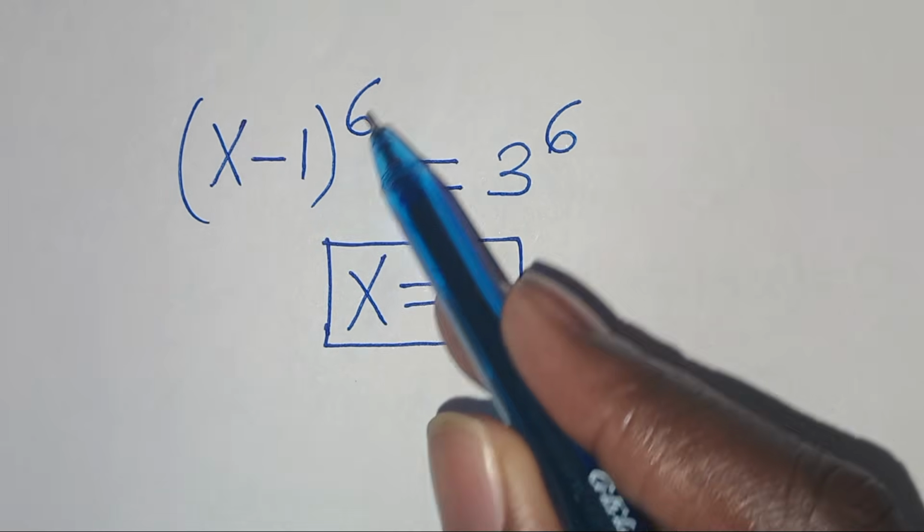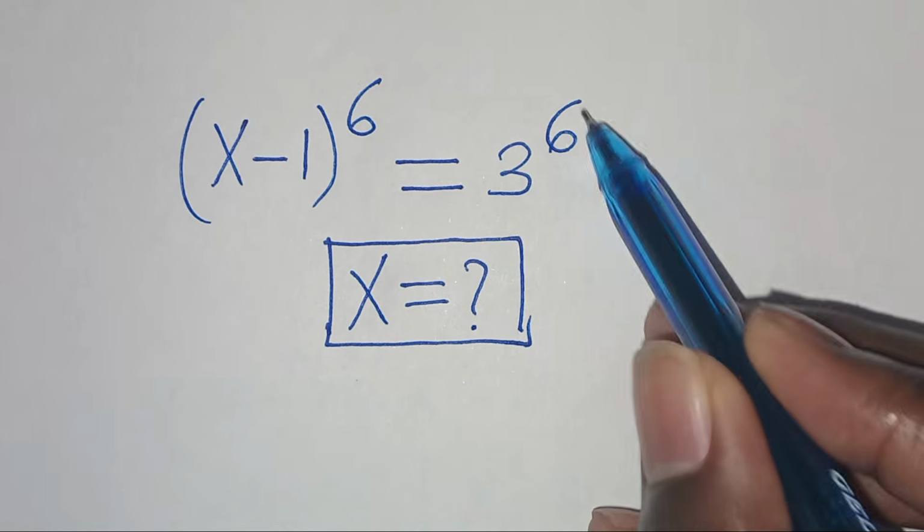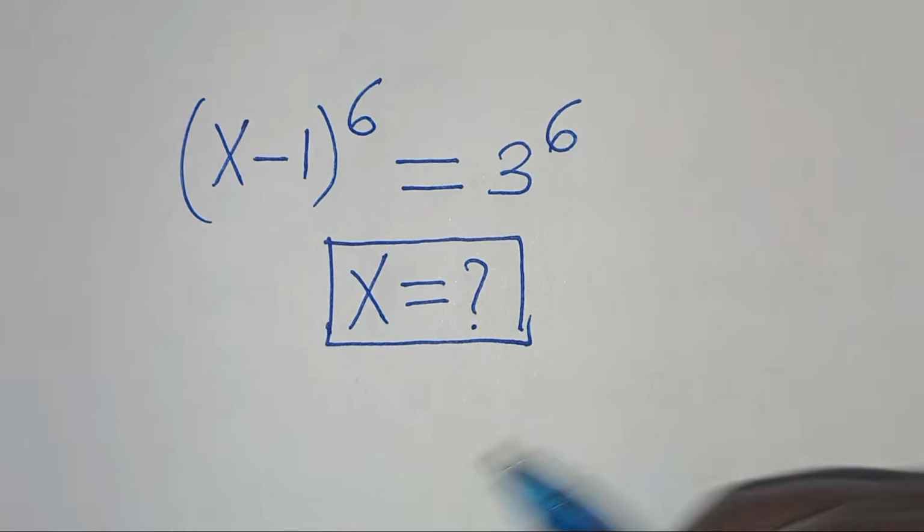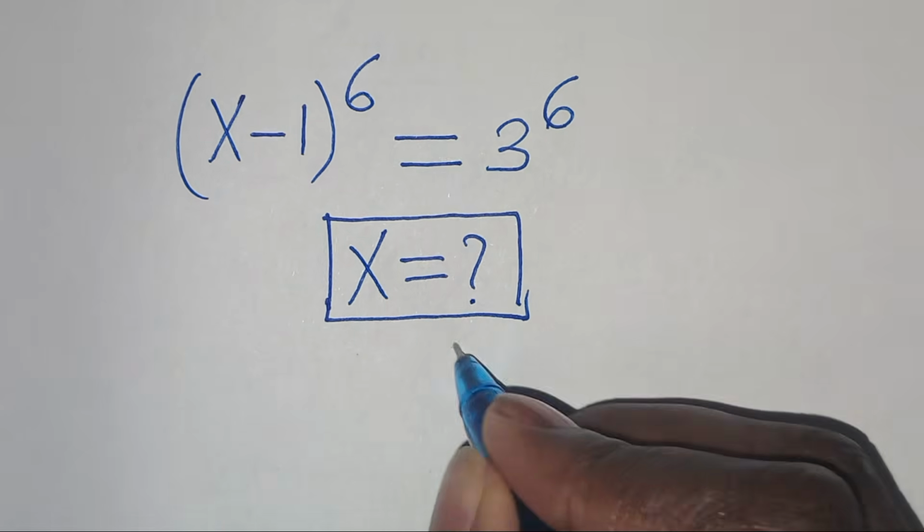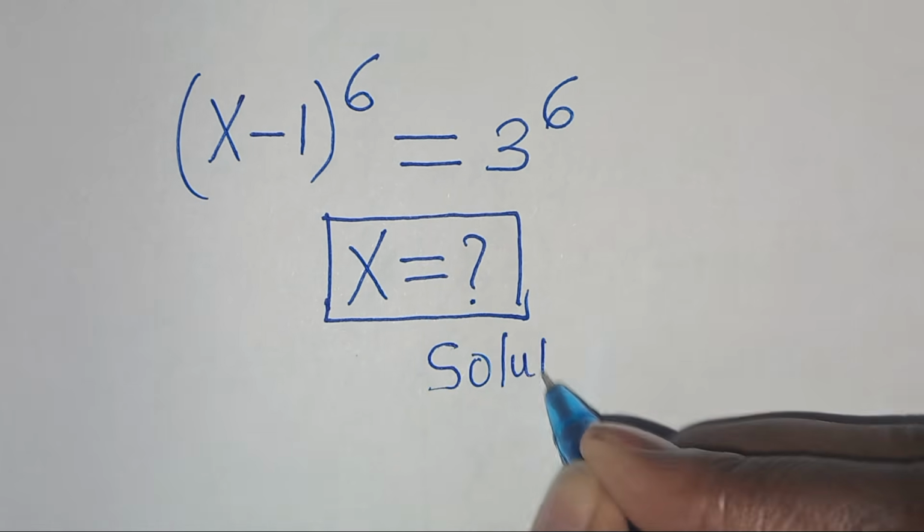(x − 1)^6 = 3^6. What is the value of x? Now let's provide a solution from here.